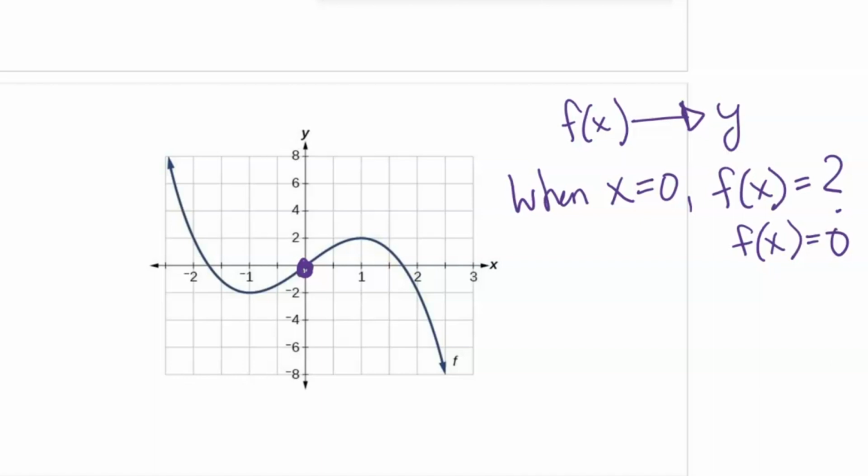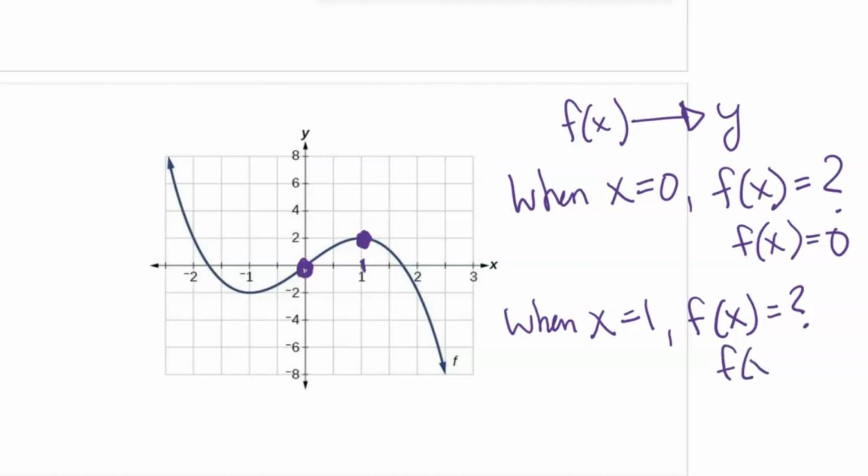Then you might get a question that says, when x equals 1, f of x equals what? So we find where x is 1 right here, and we find where that point is on the graph, which would be right here. So when x is equal to 1, then f of x, or y, is equal to 2, because of this 2 right here.